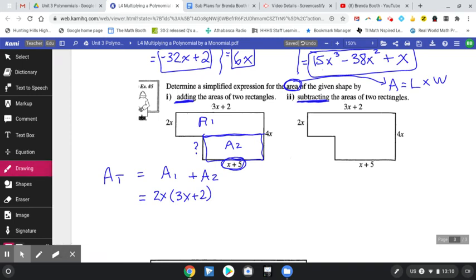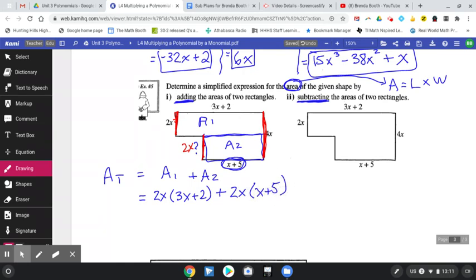So take a look at this whole side right here. 4x for that entire length, 2x for this length. Now this side right here and this side right here, they match up perfectly with 4x. So this side and this side have to add up to 4x. And so that means this missing side here would have to be 2x. So back to area 2, it's going to be 2x times x plus 5.